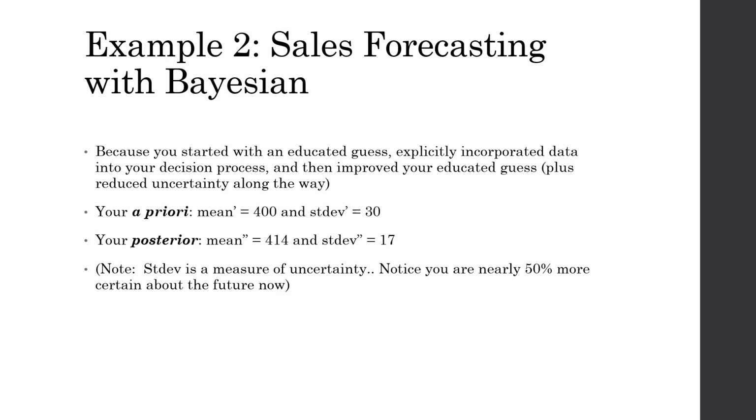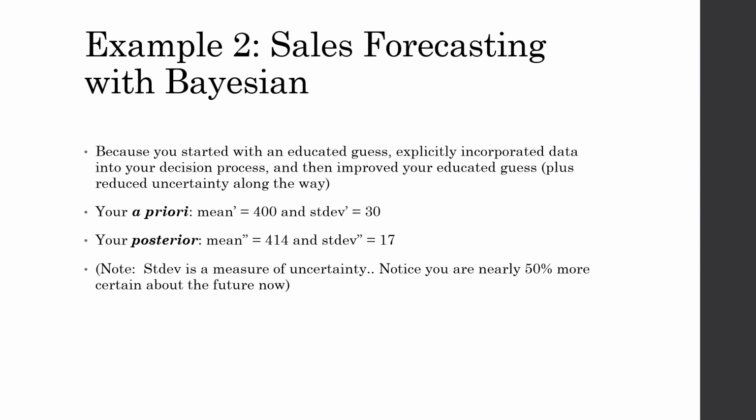They are preparing counts based off years and years and decades of experience analyzing charts. All right. But it's subjective combined with objective. That could be an a priori belief, could it not? Anyway, so you start with an educated guess. You explicitly incorporate data into your decision process, and then you improve that educated guess. So the a priori in this example was a mean of 400, standard deviation of 30. Posterior was 414, standard deviation of 17. But what I do want to point out here is your standard deviation, which is a measure of uncertainty, has effectively been reduced nearly 50%.